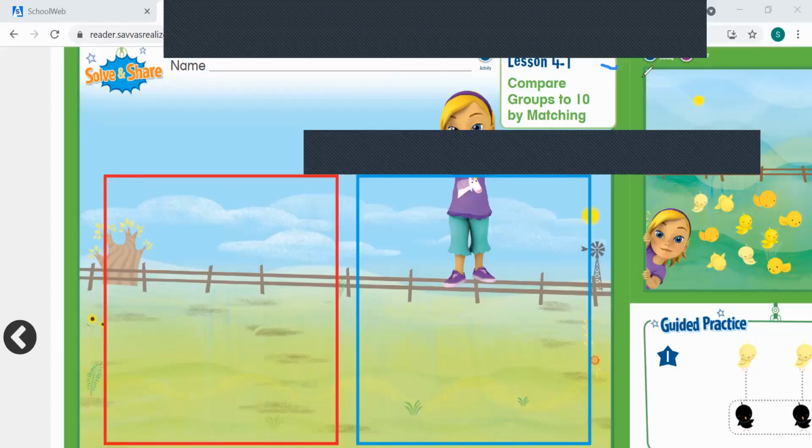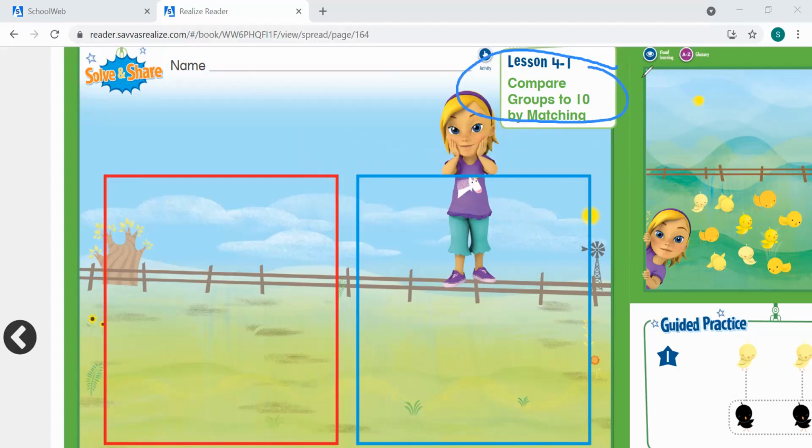Hi, superstars. We are doing math and we're on lesson 4-1. Compare groups to 10 by matching.